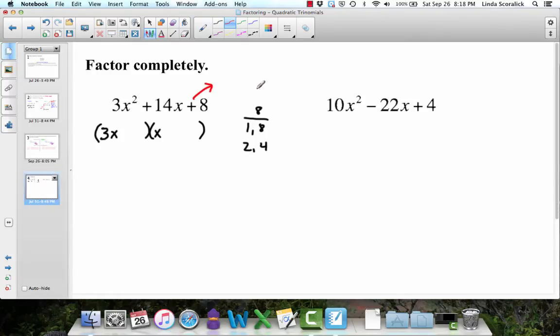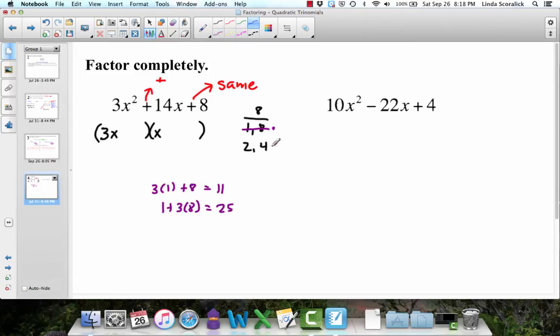I need. Because the third term is positive, I know that I need to use the same signs. And because the second term is positive, I know that both signs need to be positive. So let's mess around with the different options. We'll look first at the 1 and the 8. Let's try 3 times 1 plus 8. That's 11, but my b value is 14. What about 1 plus 3 times 8? Well, that's 25. What that shows me is that I can't add the numbers together with one of them multiplying by 3 to get 14 if I use factors of 1 and 8.